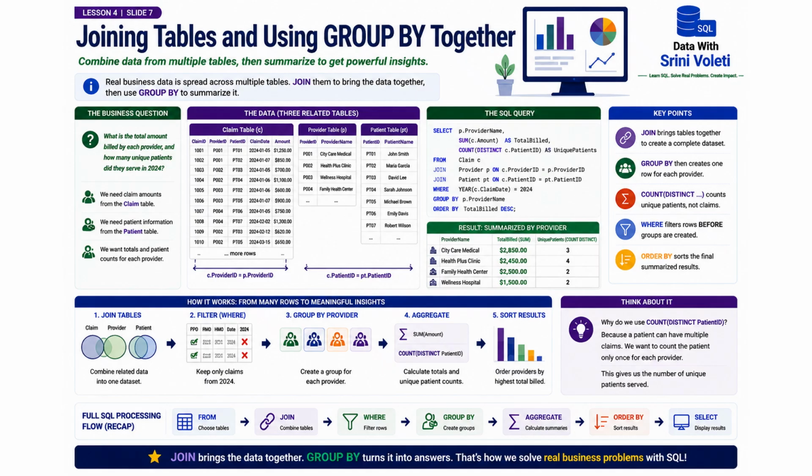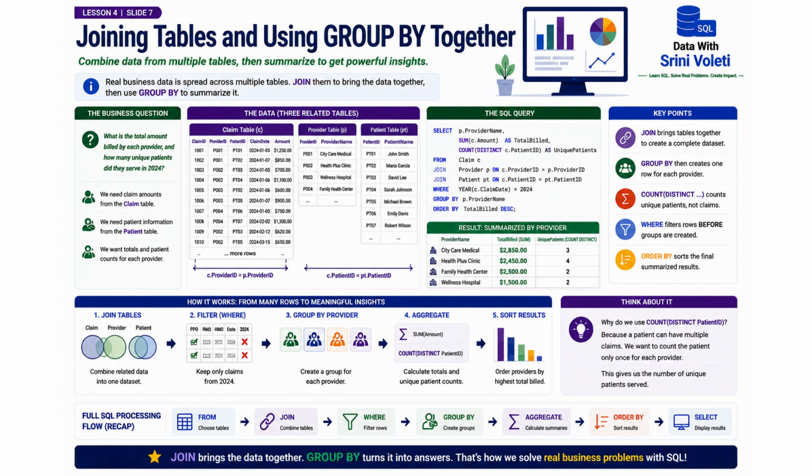Take a look at the think about box. It asks, why do we use count distinct patient ID? The answer is simple. A patient may visit the same provider several times during the year. If we counted every claim, we would count the same patient multiple times. Count distinct eliminates duplicates and gives us the true number of patients served. This is an extremely common technique in business reporting.